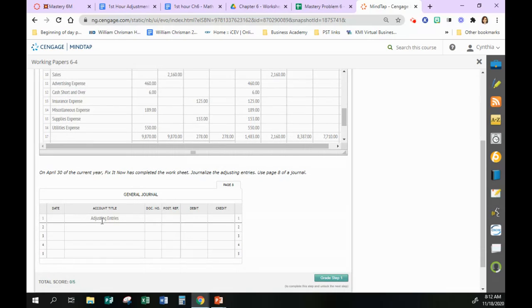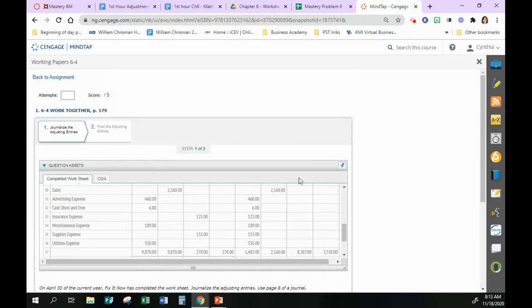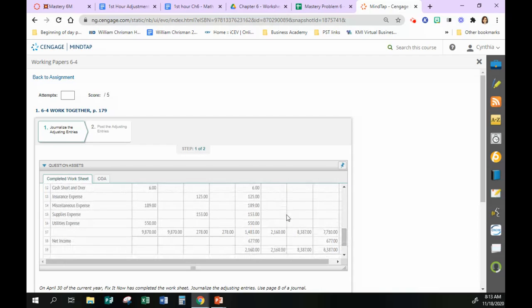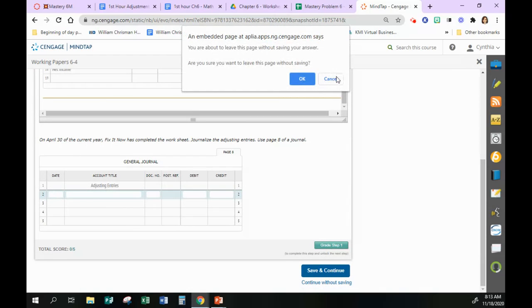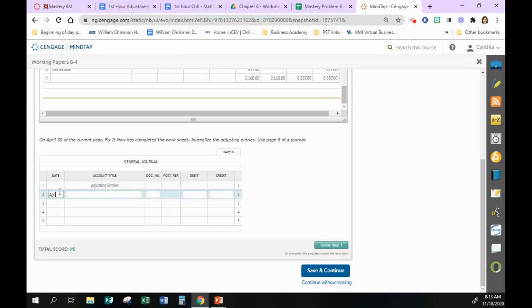Because we don't have a source document, because our worksheet is where we planned those out, we're not going to have a source document when we journalize these. So we're going to center the words adjusting entries on the first line of the journal. And then we're going to come down, and this is for the month of April. So we're going to put in our APR 30, and supplies expense is our debit for $153, and supplies is the credit.